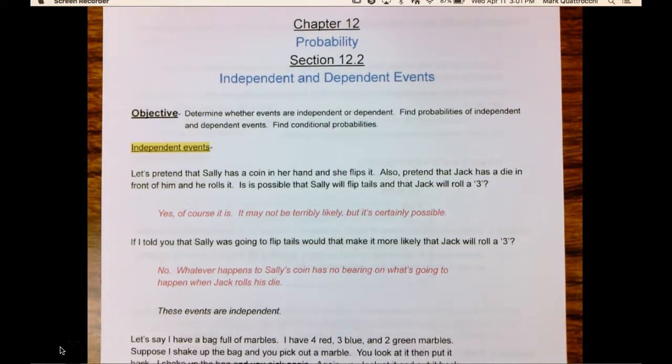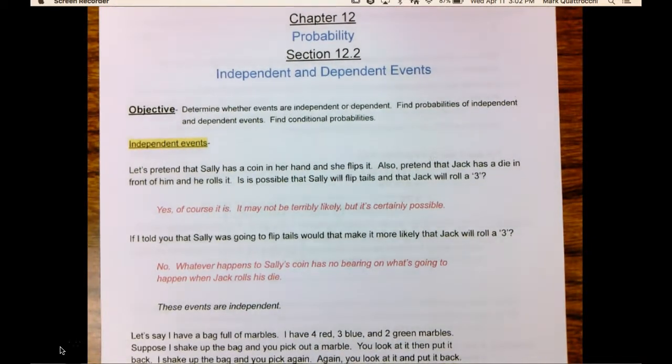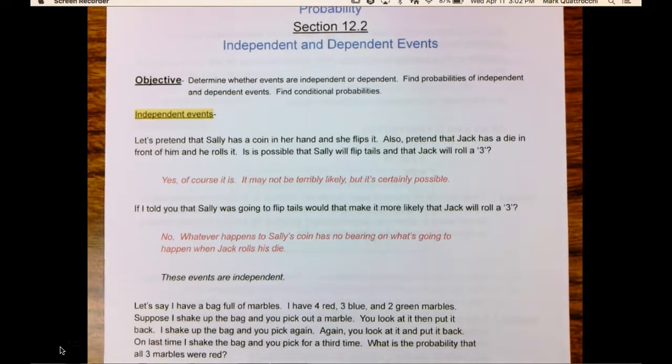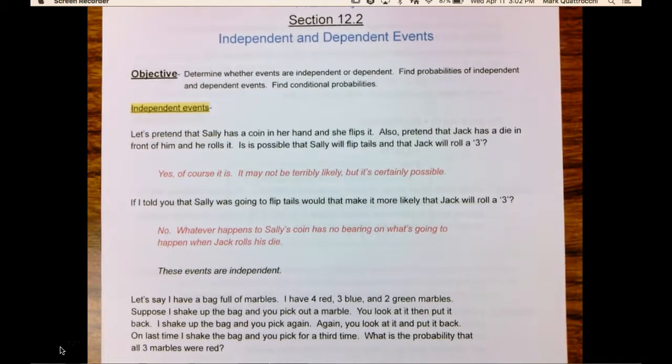Similarly, if I told you that Sally was going to flip tails, would that make it more likely that Jack will roll a 3? No, because the occurrence of either event does not affect the occurrence of the other, which is the definition of independent events.